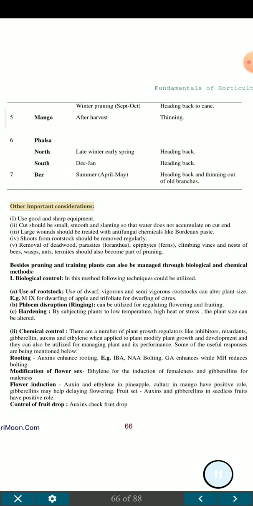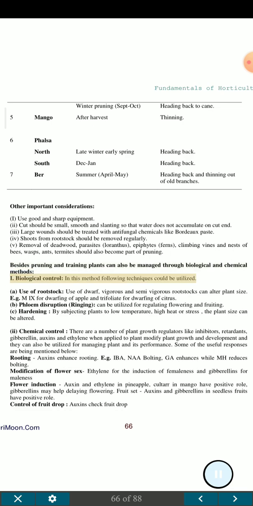Other important considerations. Use good and sharp equipment. Cut should be small, smooth and slanting so that water does not accumulate on cut end. Large wounds should be treated with antifungal chemicals like Bordeaux paste. Shoots from rootstock should be removed regularly. Removal of deadwood, parasites, loranthus, epiphytes, ferns, climbing vines and nests of bees, wasps, ants, termites should also become part of pruning. Besides, pruning and training plants can also be managed through biological and chemical methods.